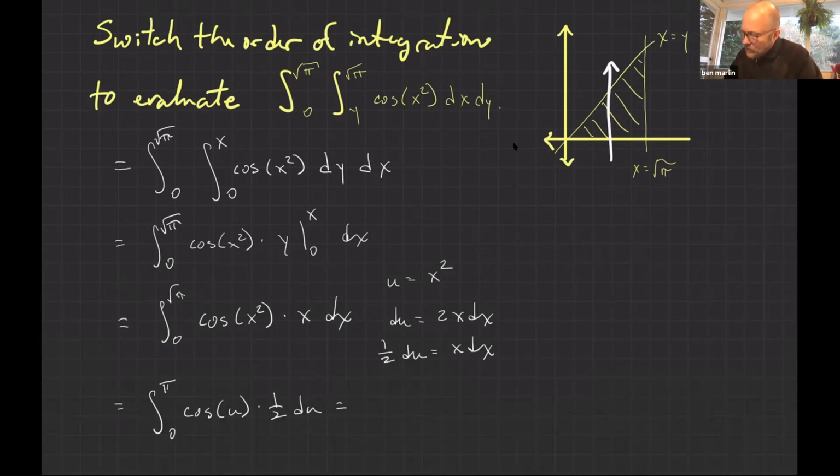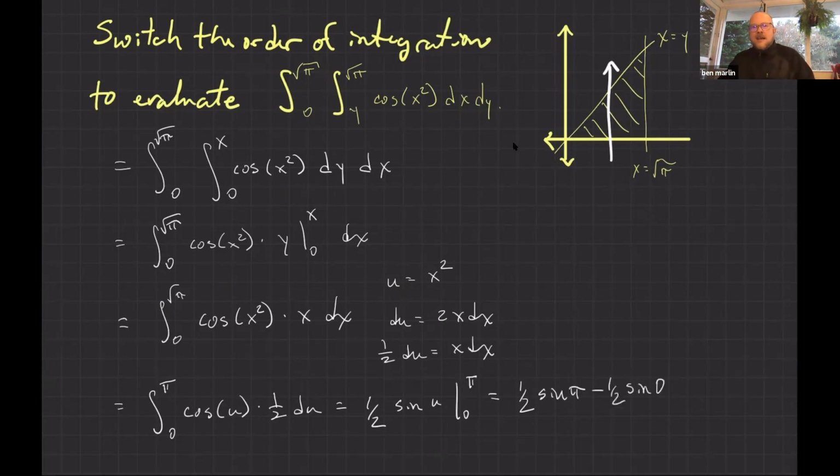And so now we have 1/2 hanging out front. The integral of cosine is sine u, from 0 to pi. And then we have 1/2 sine pi minus 1/2 sine 0. Oh man. So at the end we get 0 out of it. That felt a little bit dissatisfying, but sometimes they do.